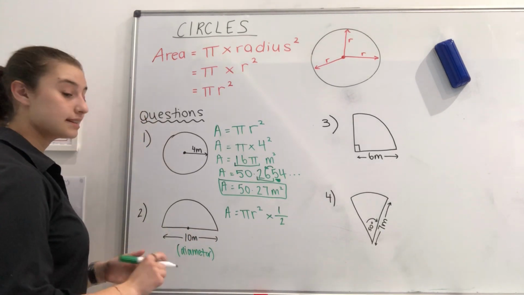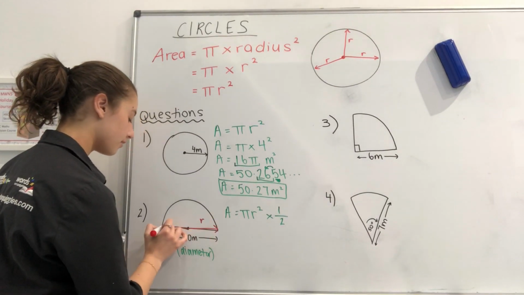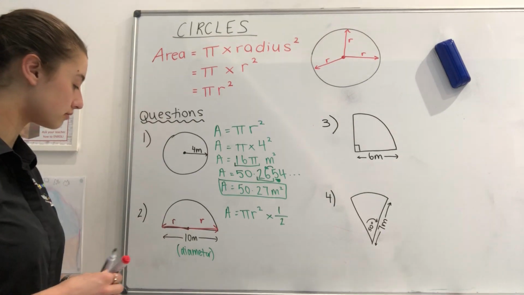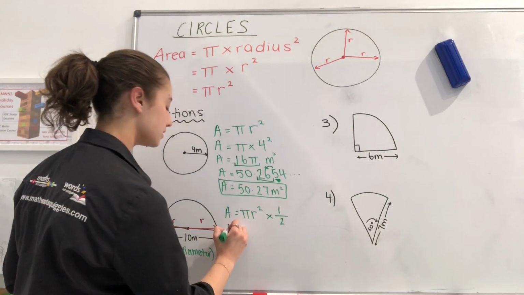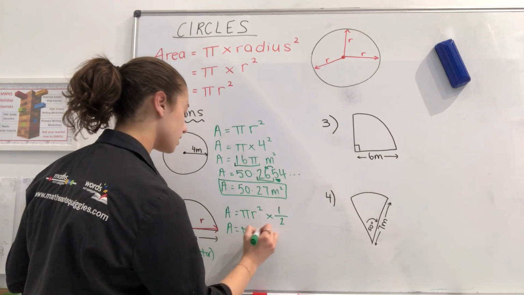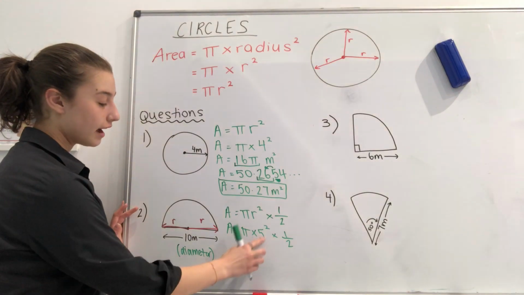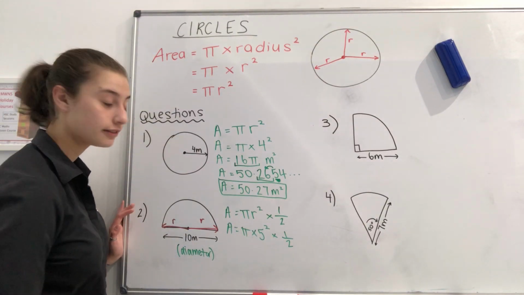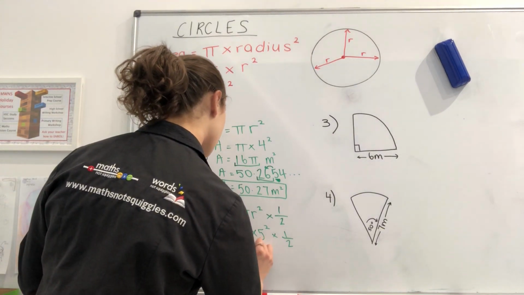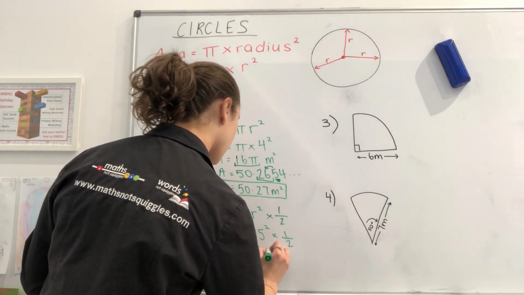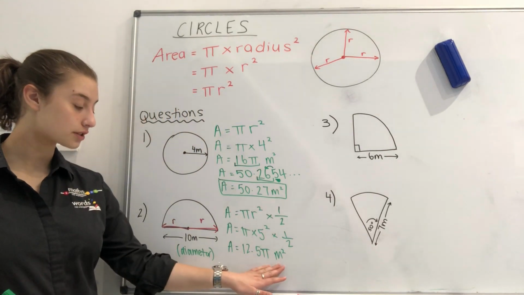Now, the diameter consists of 2 radii, because if you can visualize, that would be one radius, and that would be another radius. So we can simply halve the 10 to find what our radius is. Pi times 5 squared times a half. 5 squared is going to be 25, okay? Half of 25 is going to be 12.5. So we could write the exact formula as 12.5 pi meters squared. Okay, that's if they wanted it in exact form.